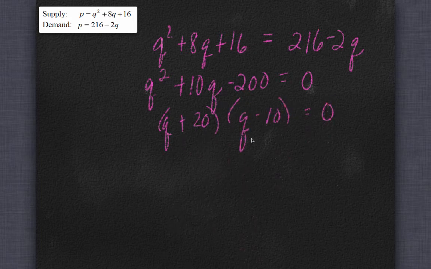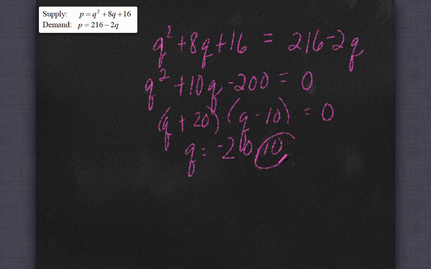I factor it or I use the quadratic formula. And so q equals either negative 20 or 10. And this is where we consider the reality of the situation. The number of products that I make cannot be negative. So it must be that the result I'm after is the 10.